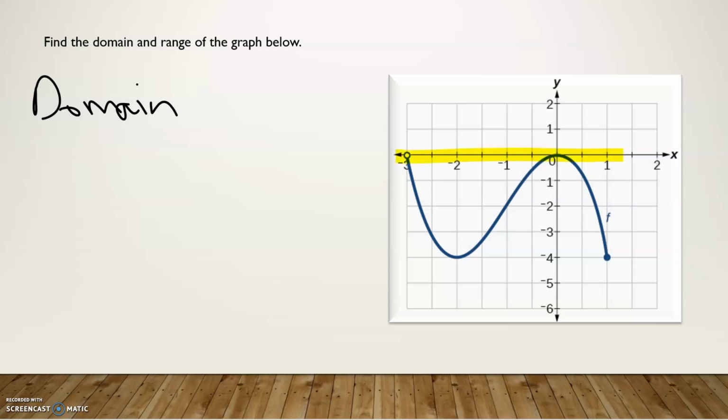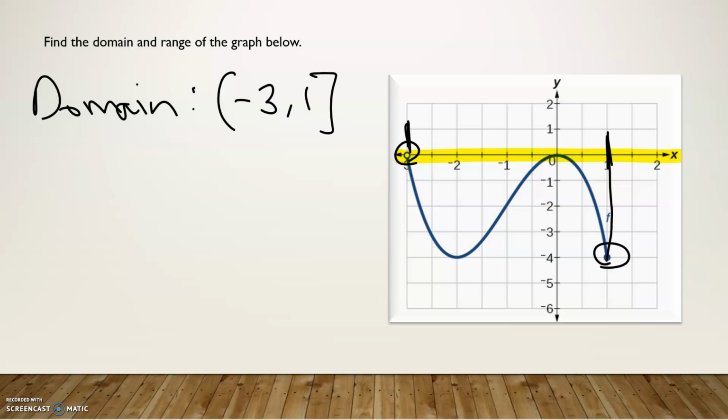So our x-axis here looks like it starts at -3, but notice I have an open circle right here. It ends at 1, and notice right here I have a closed circle. So for -3, I have an open circle, so I have parentheses. And for 1, I have a closed circle, so I will have brackets for this one.